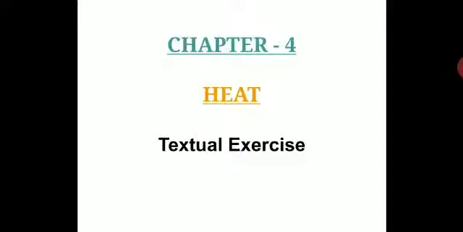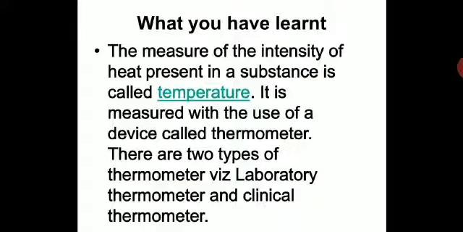Today we are going to do chapter 4, Heat, textual exercise. First of all, we need to see what we have learned. We learned the measure of the intensity of the heat present in a substance is called temperature. It is measured with the use of a device called a thermometer. There are two types of thermometer which you have learned: laboratory thermometer and clinical thermometer. This is for the revision of what we have done in the chapter.